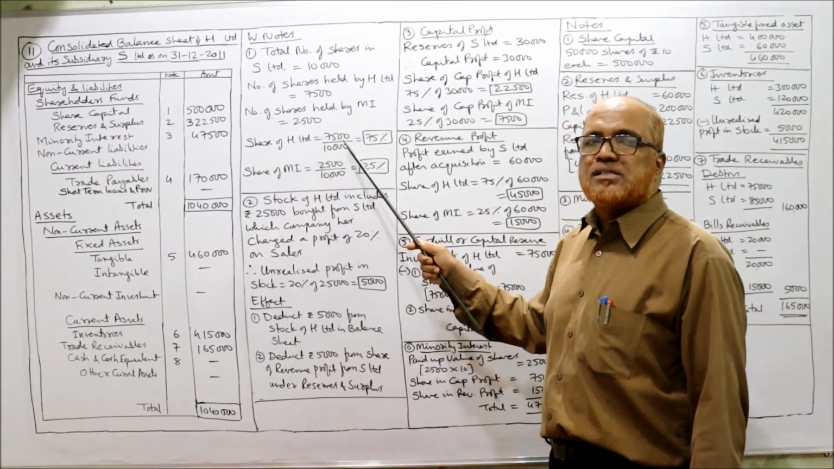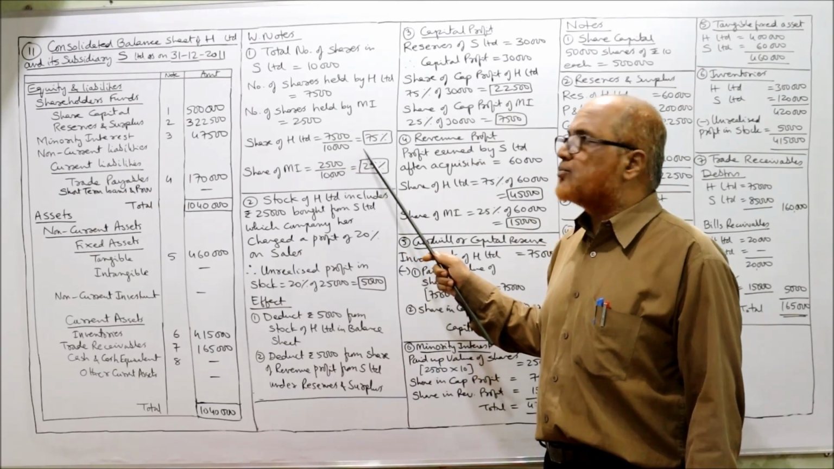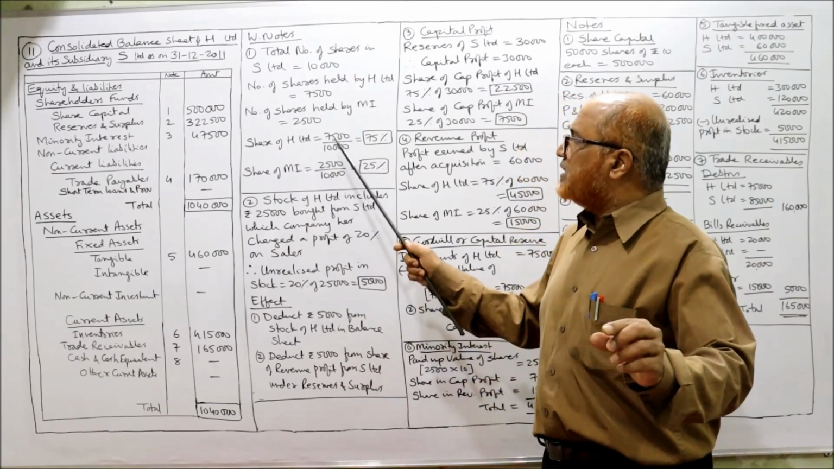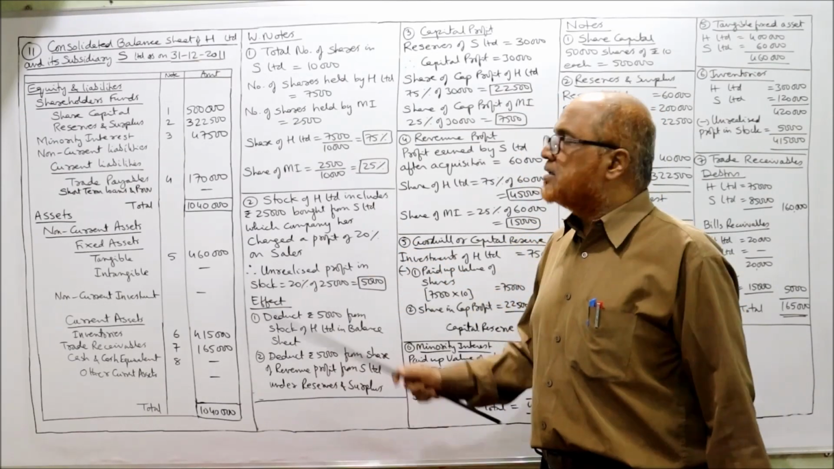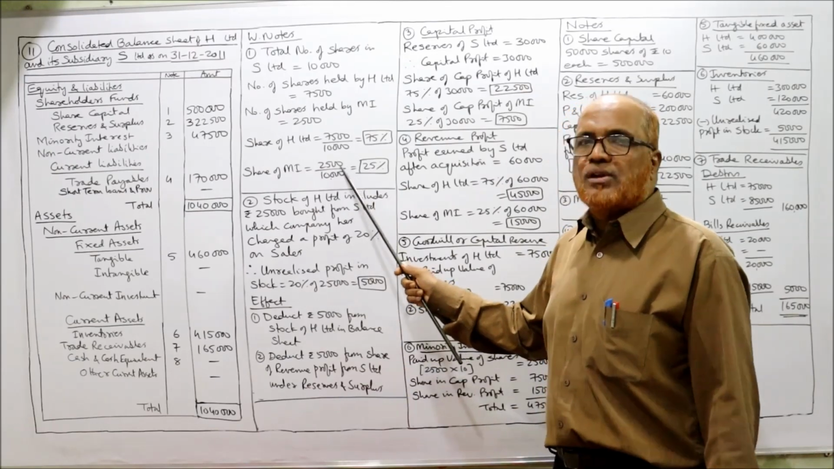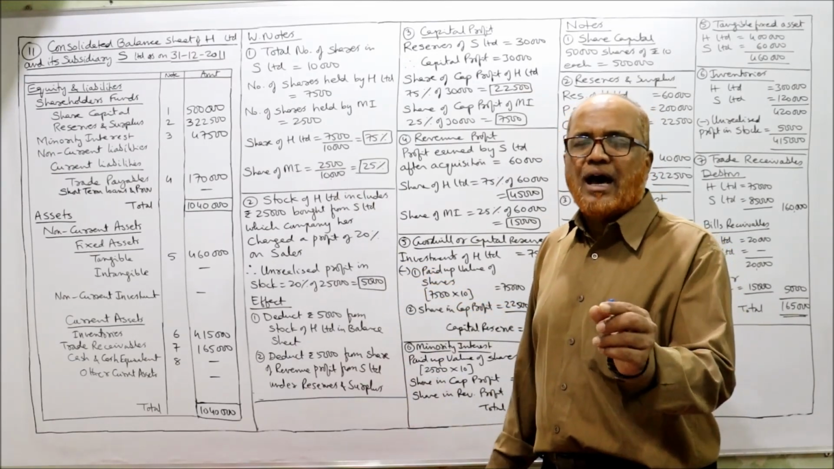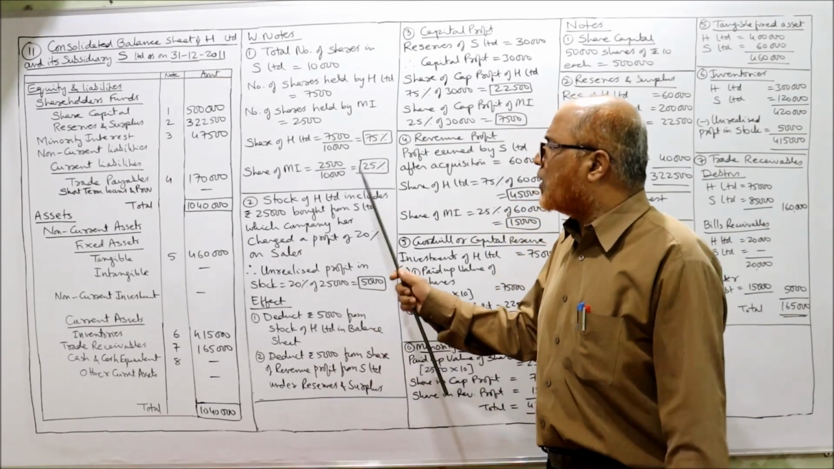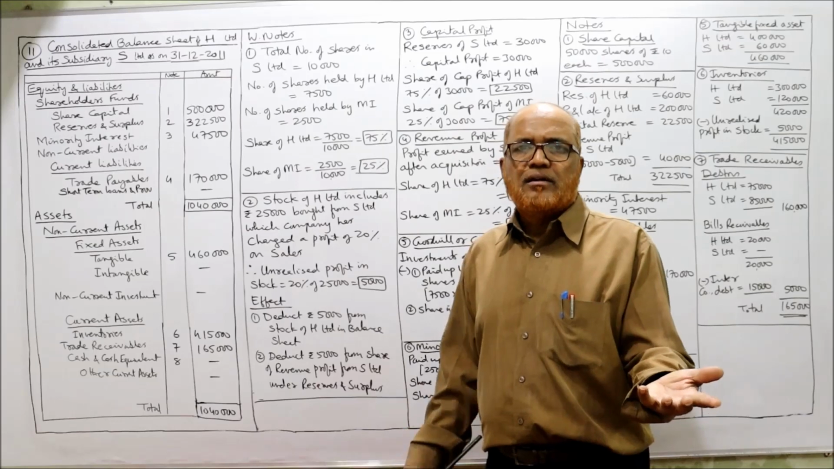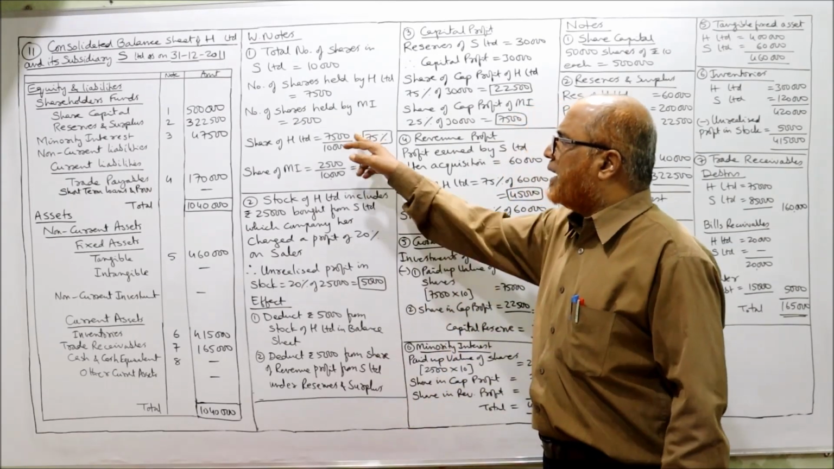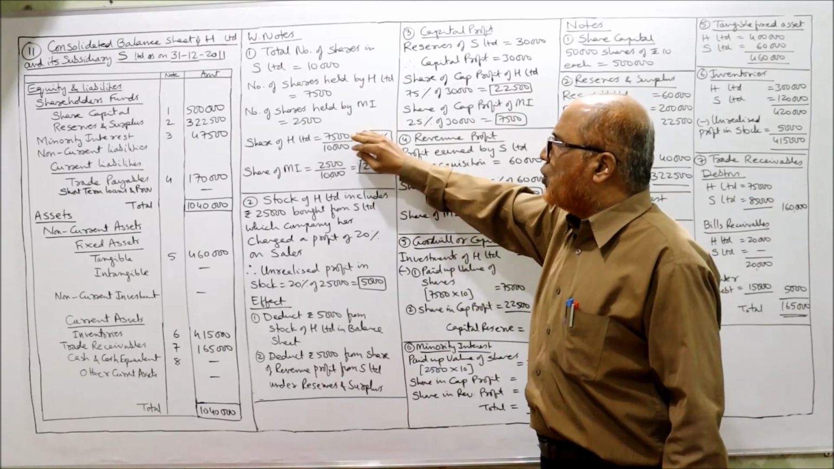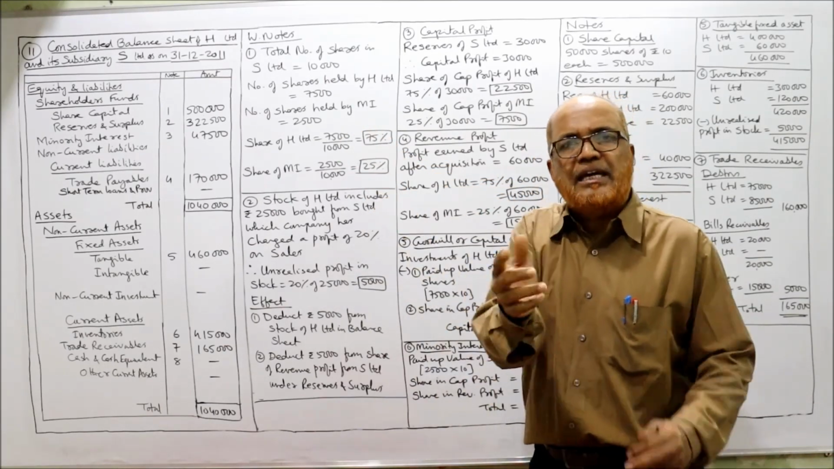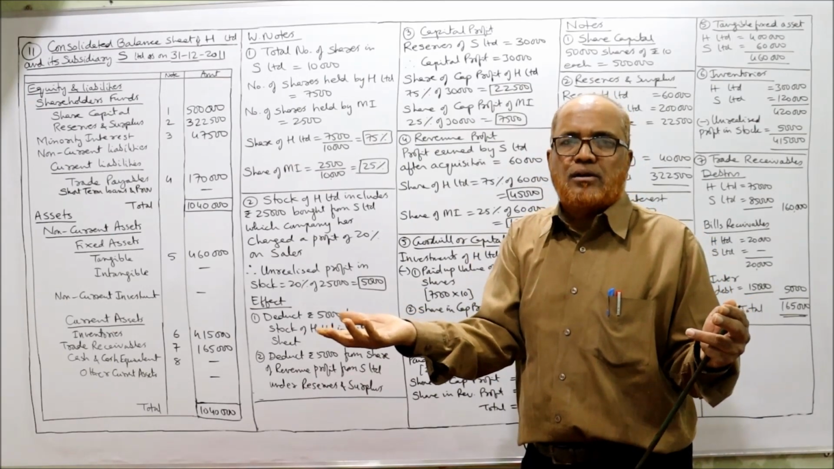The share of H Limited, 7,500 divided by 10,000 into 100, comes to 75%. Similarly, 2,500 divided by 10,000 into 100 gives the minority share. I am calculating percentage. Without percentage, if you want, it will be 0.75 and 0.25. You can take either way. If you want percentage, multiply by 100, you will get 75%. If you don't multiply by 100, you will get 0.75, and here you will get 0.25. Either way, you get the same answer, no issue.